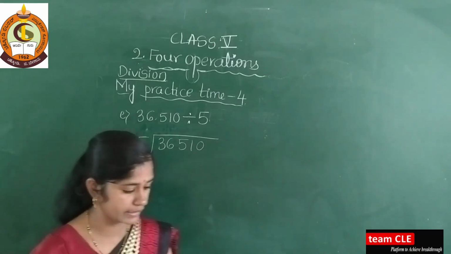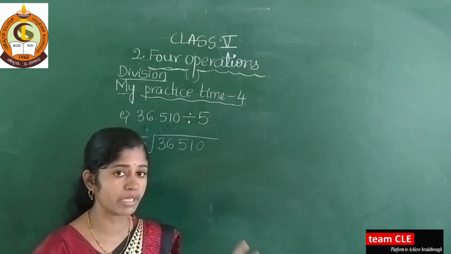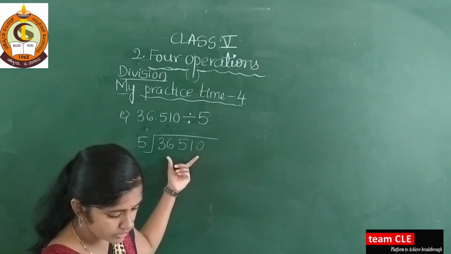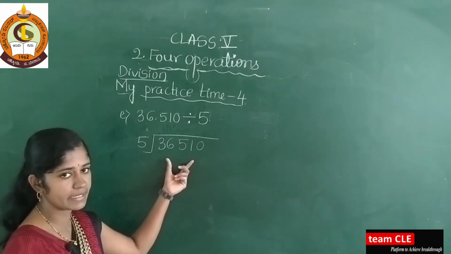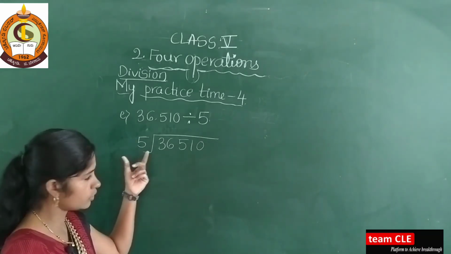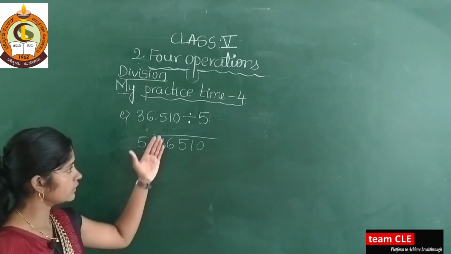I hope you are getting my point. If you are going to verify the answer, you need to know these terms also. So what is this? This is the dividend, D-I-V-I-D-E-N-D, dividend, and this is the divisor. Dividend, divisor. So let us find the quotient.